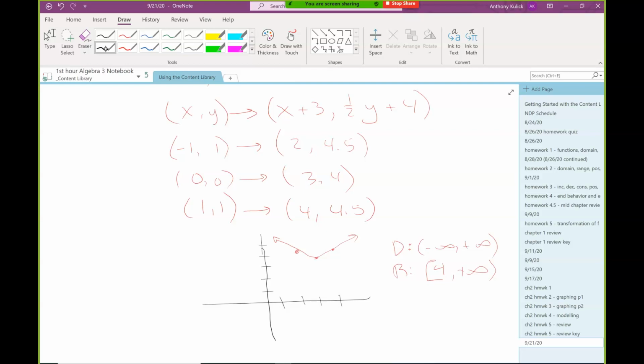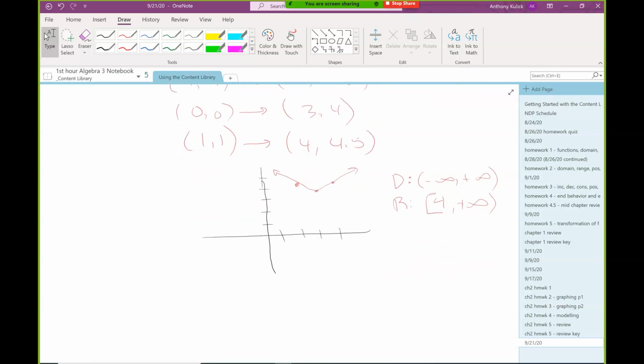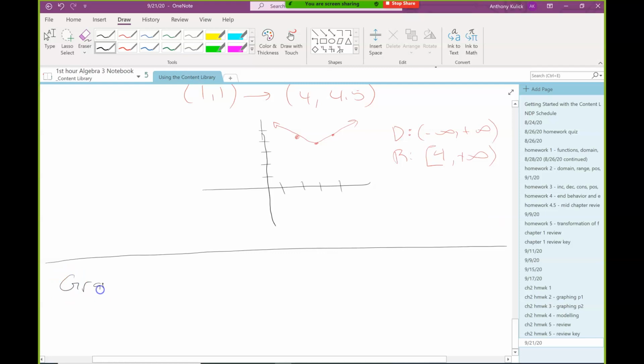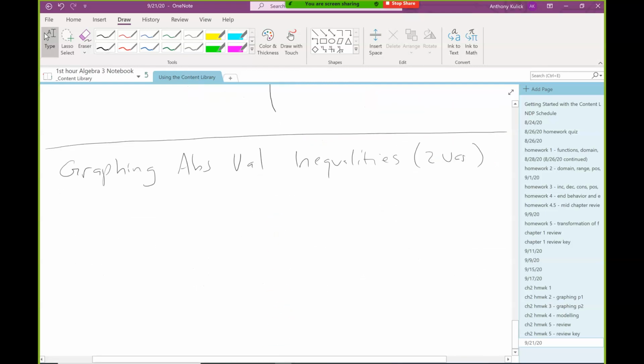Is everybody okay there? Okay. The next topic, another graphing topic. So the next topic is graphing absolute value inequalities.